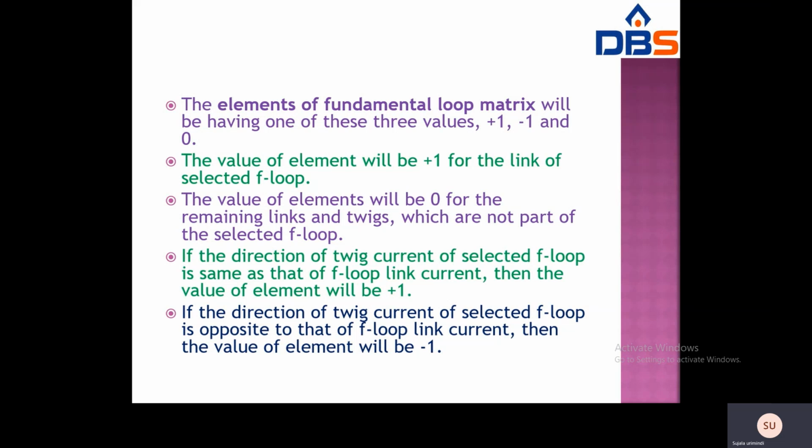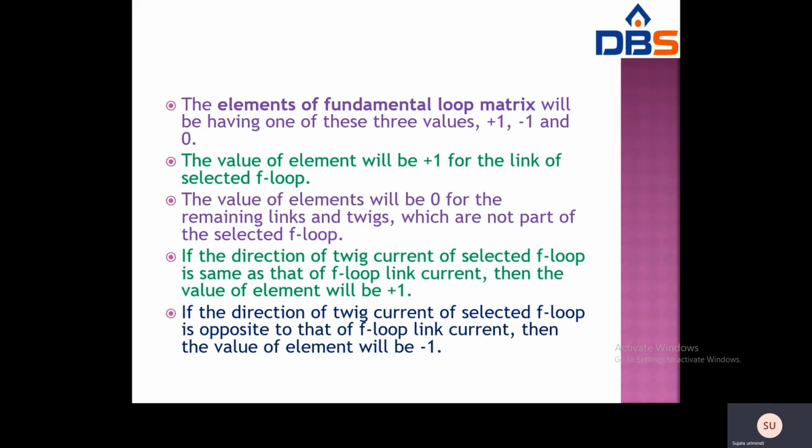If the direction of the twig current of the selected f-loop is the same as the f-loop link current, then the value of the element will be taken as positive. If the direction of the twig current of the selected f-loop is opposite to the f-loop link current, then the value of the element will be negative. So here we observe that the elements of the fundamental loop matrix will have one of these 3 values, that is plus 1, minus 1 and 0.